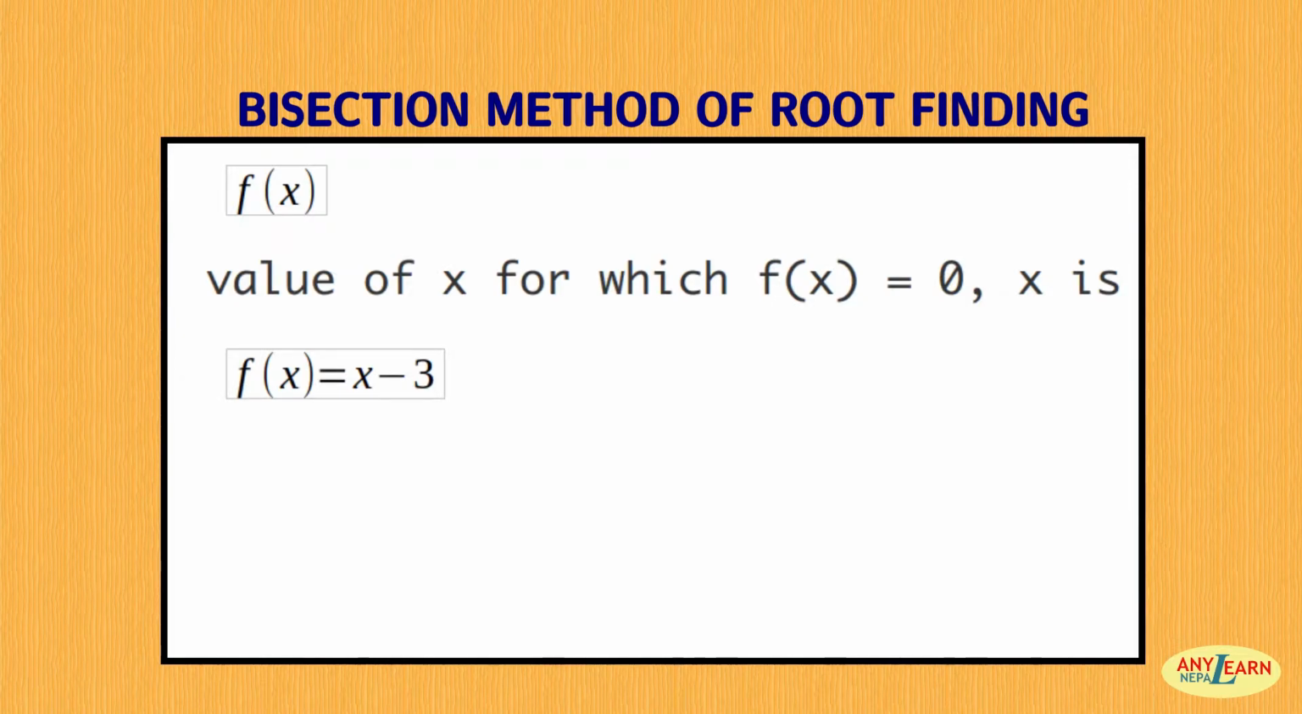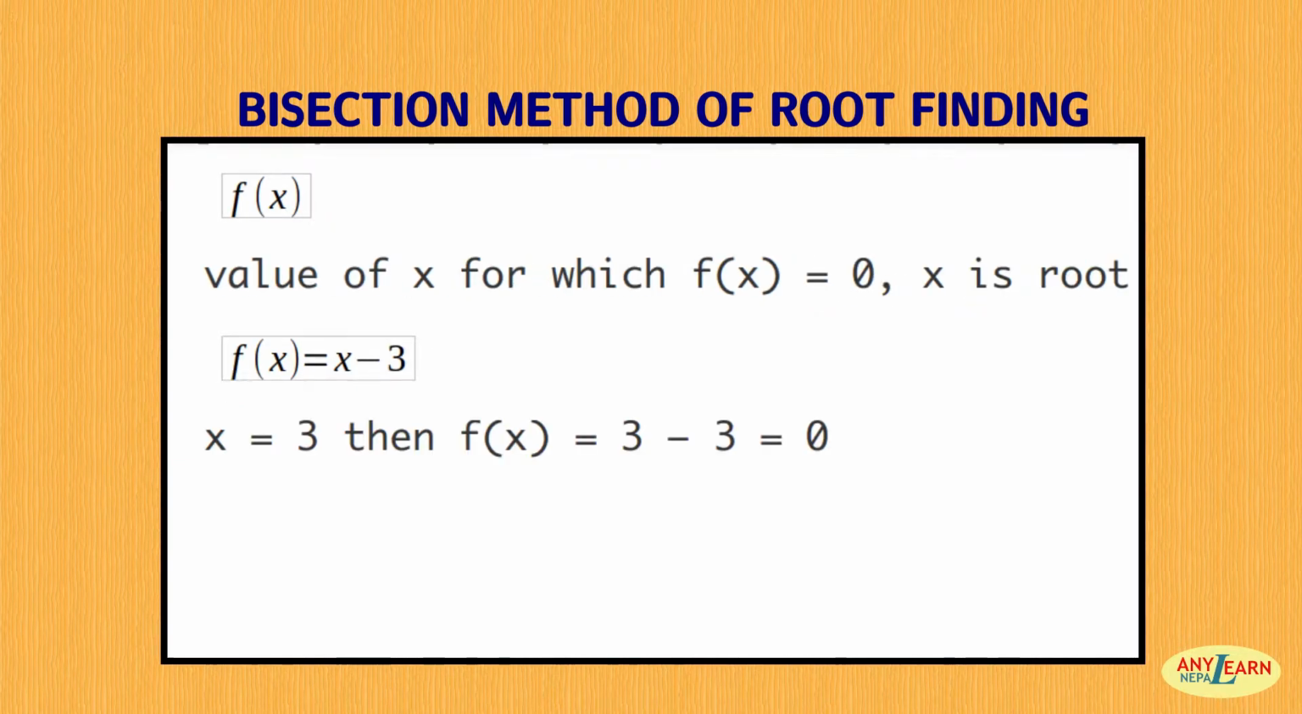Let's take one simple example. We have f(x) = x - 3. Now at what value of x does this function become 0? If we put x = 3, then f(x) is 0. So 3 is the root of f(x).